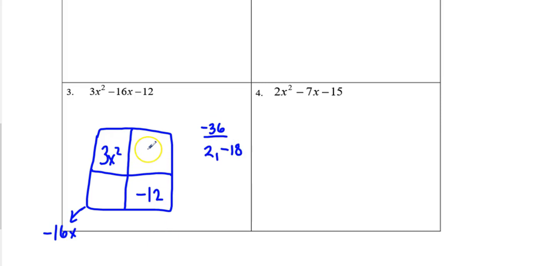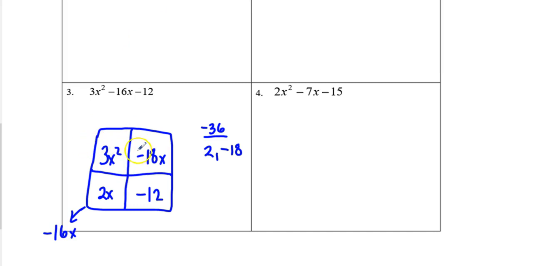Let's put those in boxes. We have to be judicious where we're going to place these numbers. Let's see. 2x and negative 18x. Okay, and because I haven't placed anything up top, I can place them in either position. It's actually the better way to do it. I should have done that from the previous one.